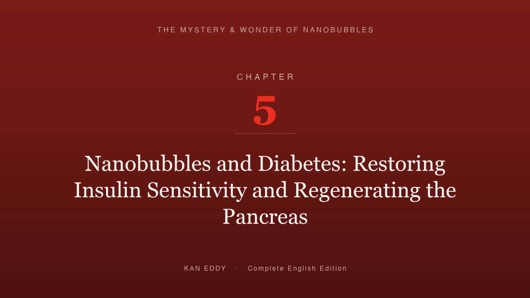How does the pancreas regulate blood glucose? The pancreas is described as one of the most intelligent organs in the body. Its task is simple but essential. When blood glucose rises above 120 mg per deciliter, the pancreas releases insulin to lower it. When blood glucose falls below 80 mg per deciliter, the pancreas stops releasing insulin to prevent hypoglycemia. How does it know when to release insulin and when to stop?